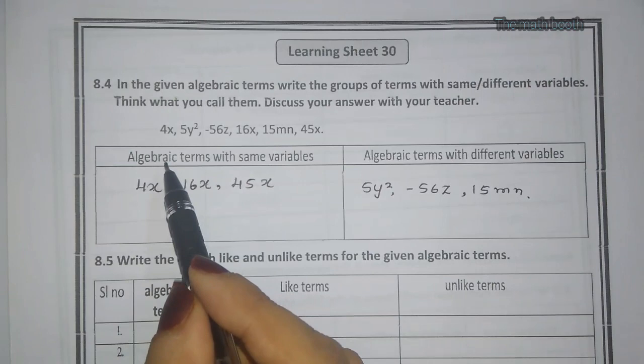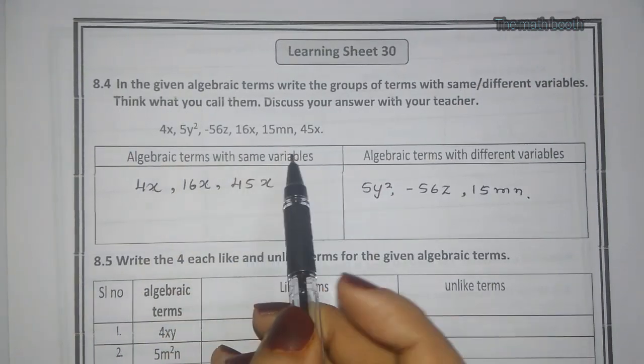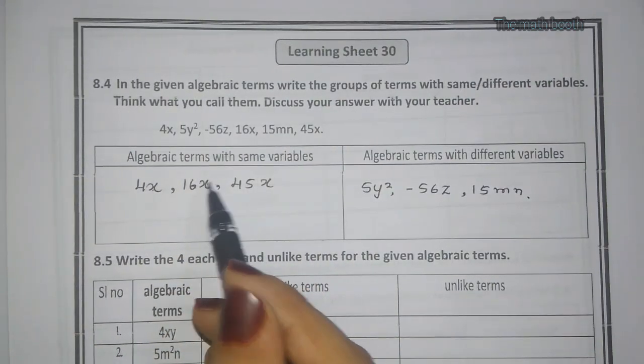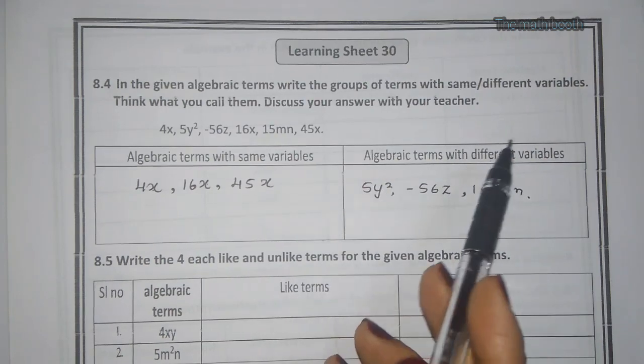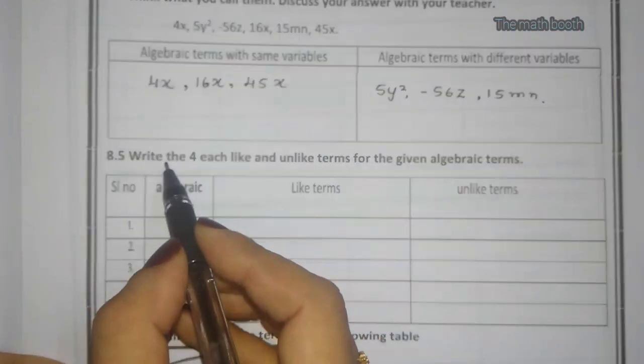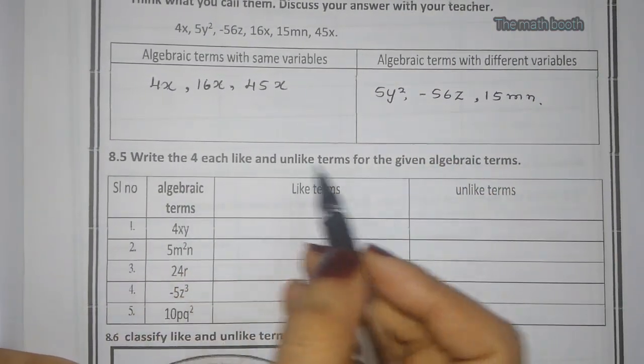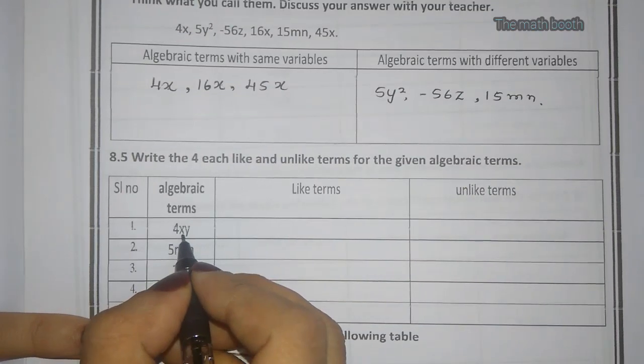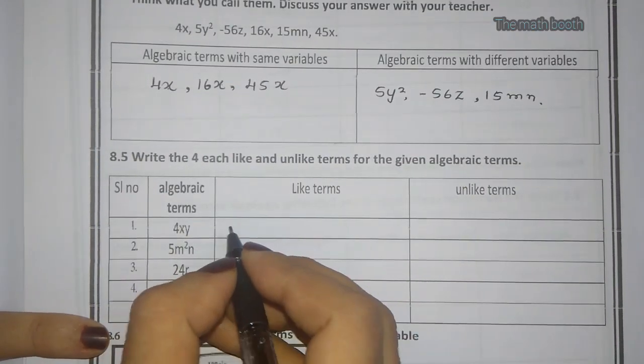Now we can say algebraic terms with the same variables are called like terms, and algebraic terms with different variables are called unlike terms. Let us see what they have given here. Write four each of like and unlike terms. Okay, here 4xy is there. Again they have told us to write four.